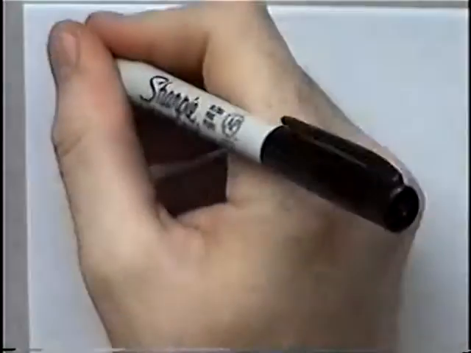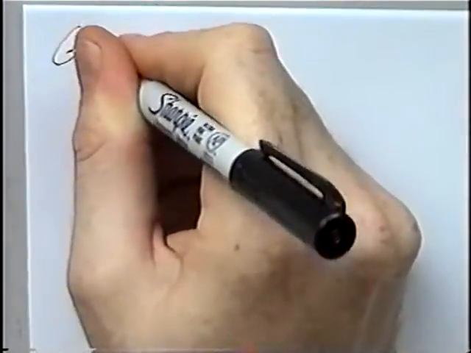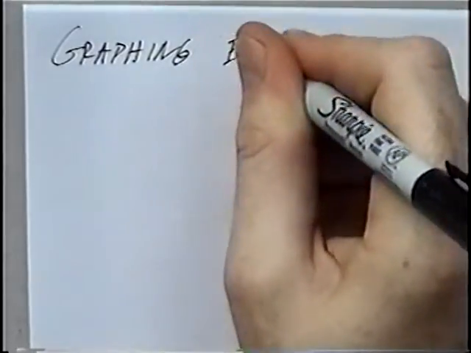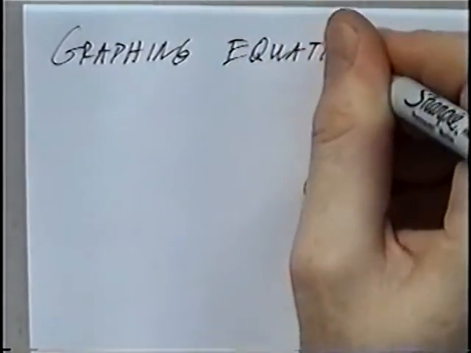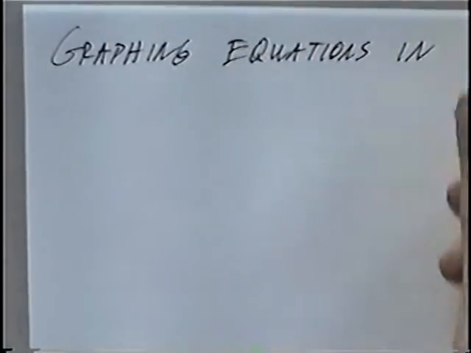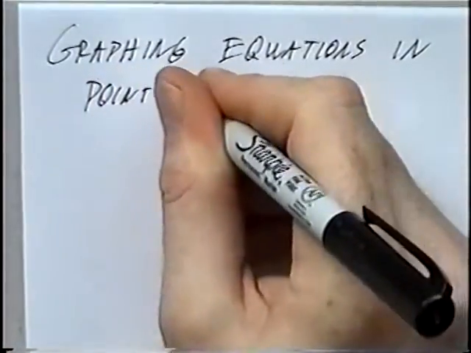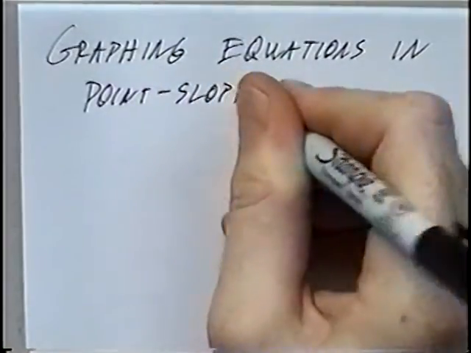Title of the first section today is Graphing Equations in point slope form.